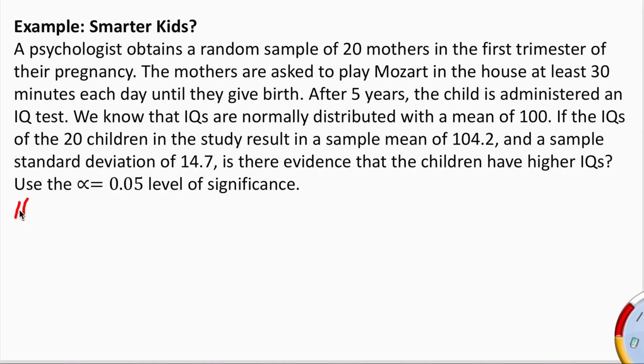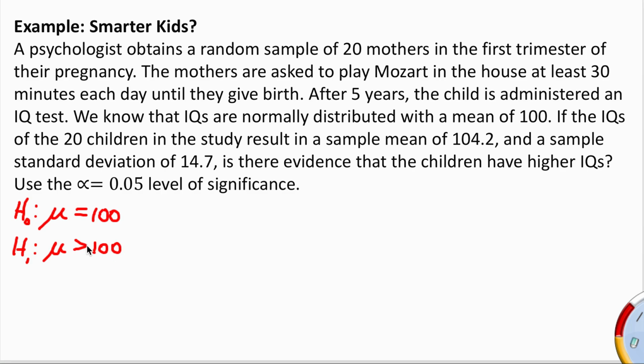So our null hypothesis is that the mean is 100, since we know that IQs have a mean of 100. And our alternative hypothesis, since the question is whether the children have higher IQs, is that it's more than 100. So a one-tailed test, specifically a right-tailed test.